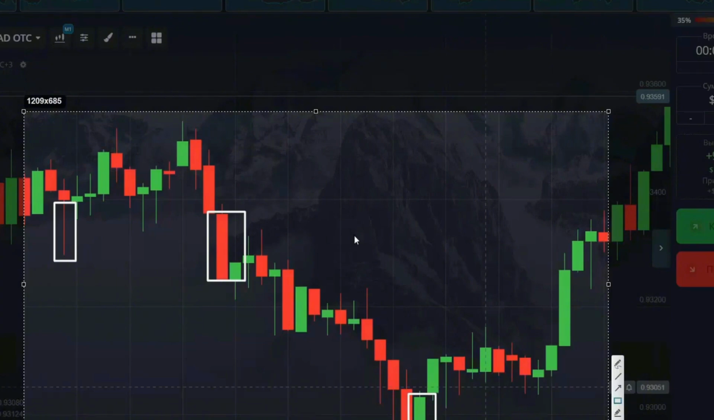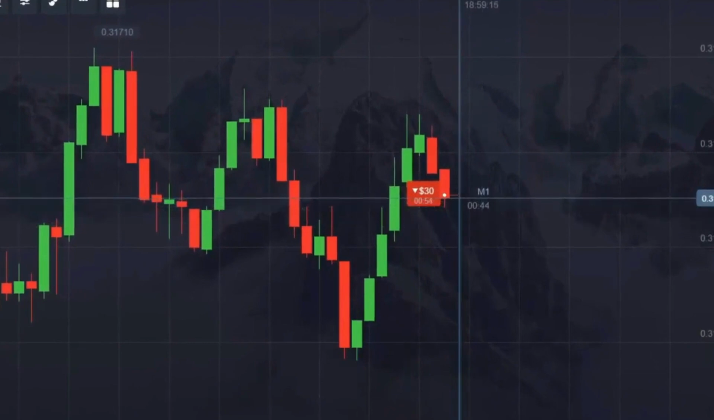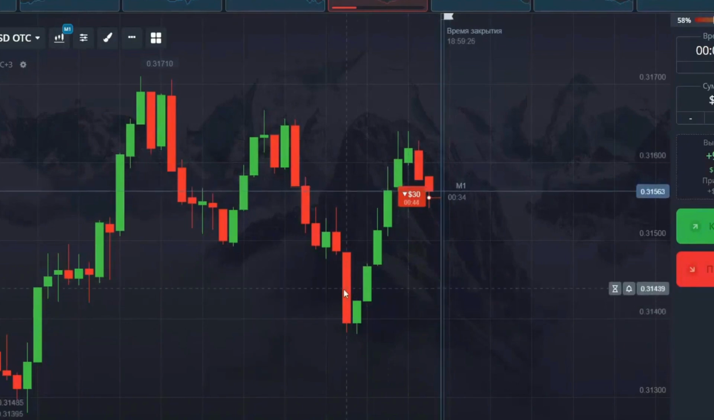And I'll show you how you can quite easily make money with this strategy using such simple examples. So I'm entering a down trade, a $30 put. The expiration time is 1 minute and the time frame is also 1 minute. So what did I see here? I saw an upward movement, a reversal, and now there's kind of a correction happening, right? Well, this is a classic scenario.